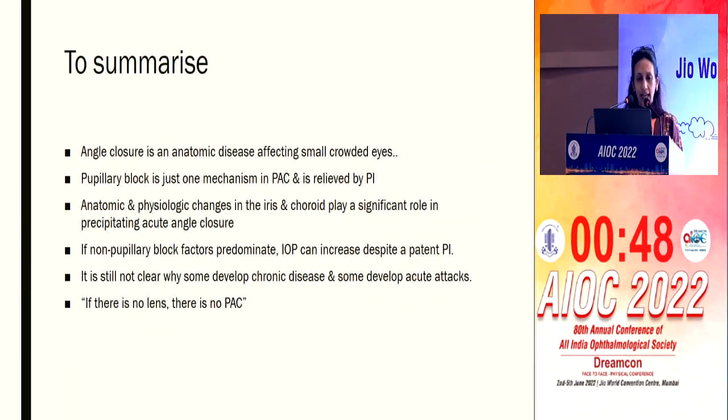So to summarize, angle closure is an anatomic disease of small eyes. Pupillary block is just one mechanism. The anatomic and physiologic changes of the iris and the choroid play a great role. We still don't know why some people develop a chronic disease and some develop acute attacks. There is also a fact that if there is no lens, there is no primary angle closure, because the one organelle which crowds the eye, you have taken off.